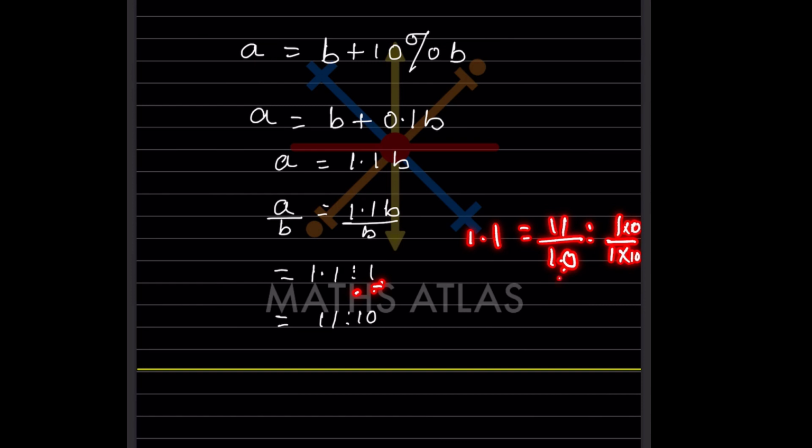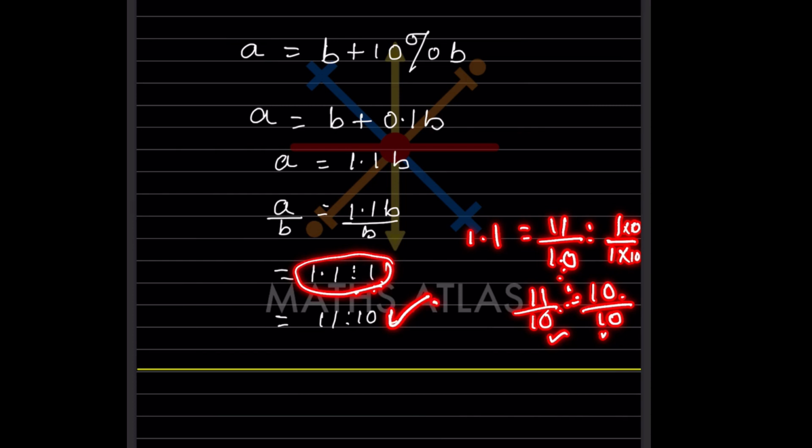So what will be that? 11 by 10 is to, this will be 10 by 10. Because the LCM is the same, we can consider this ratio as 11 is to 10. Hope you got how to do this. Because this is in decimal, but the options given are not in decimal.